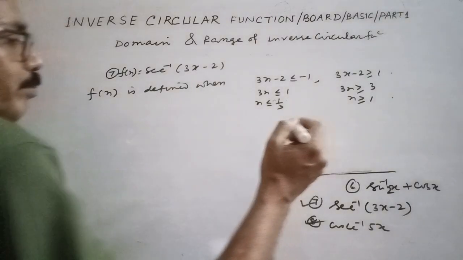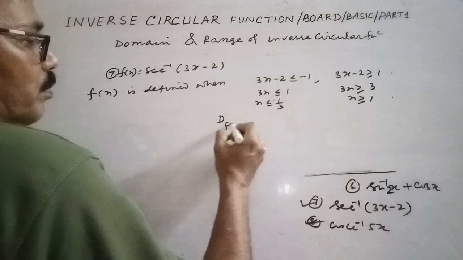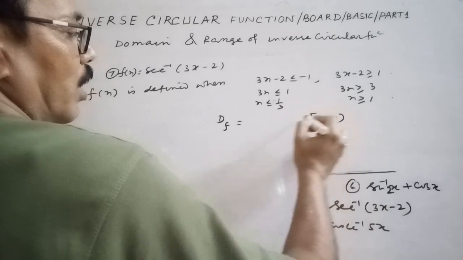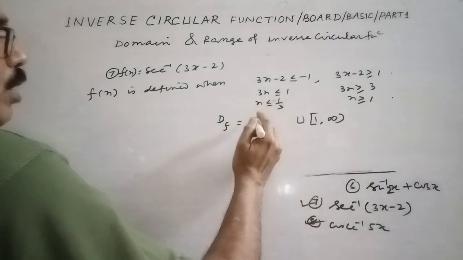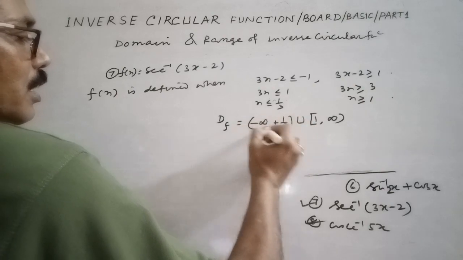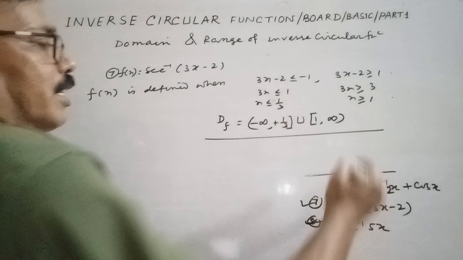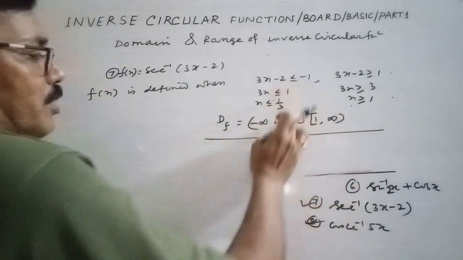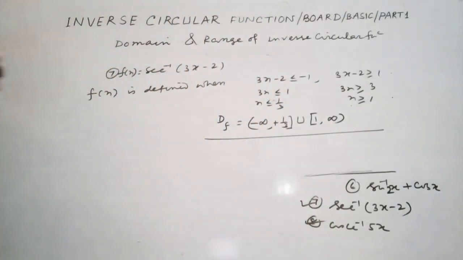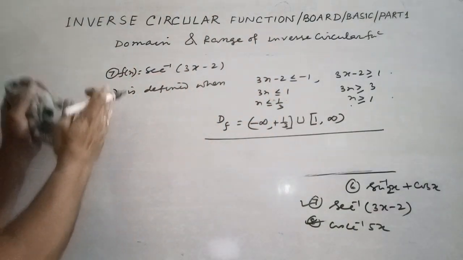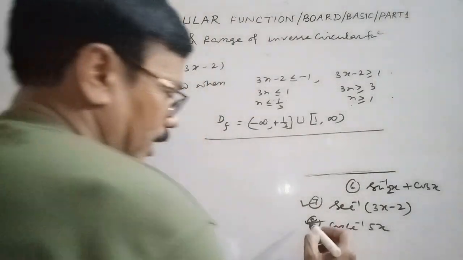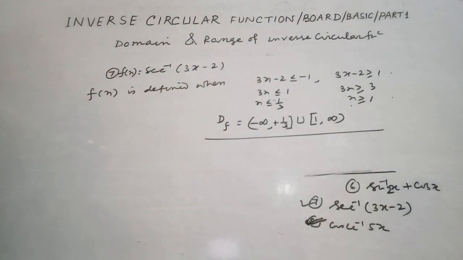So what is the domain? D_f equals x greater than or equal to 1, that is 1 to infinity, union x less than or equal to 1 by 3, that is minus infinity to 1 by 3. So you should remember the table of domain of inverse circular functions. Exactly the same as problem number 8.